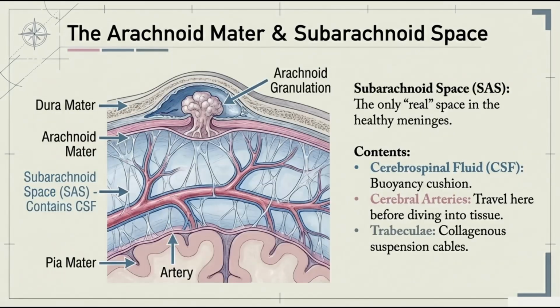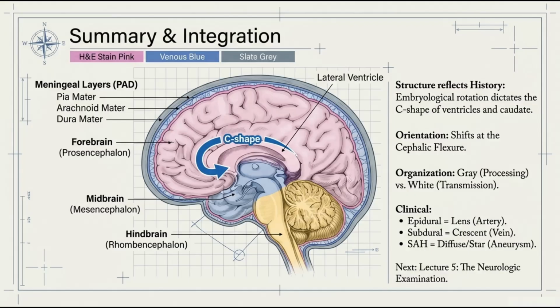We made it. Slide 15, summary and integration. We have painted the rough sketch of the mural. Let's just recap the 4 corners of this mural we've painted. 1. Structure reflects history. Z-shape. The C-shape of the ventricles, the caudate nucleus, and the fornix is a direct physical memory of the fetal rotation of the telencephalon.